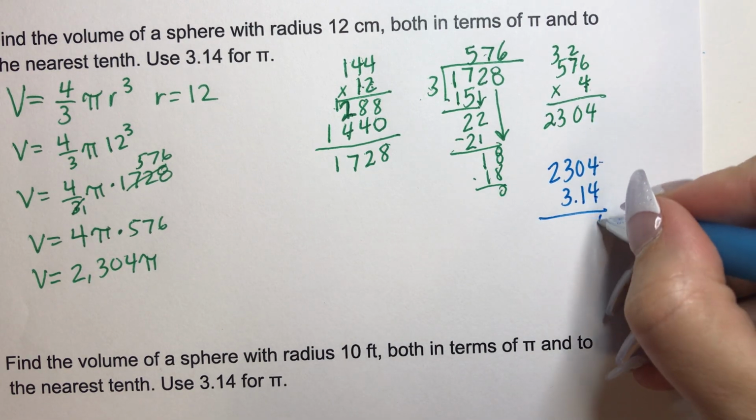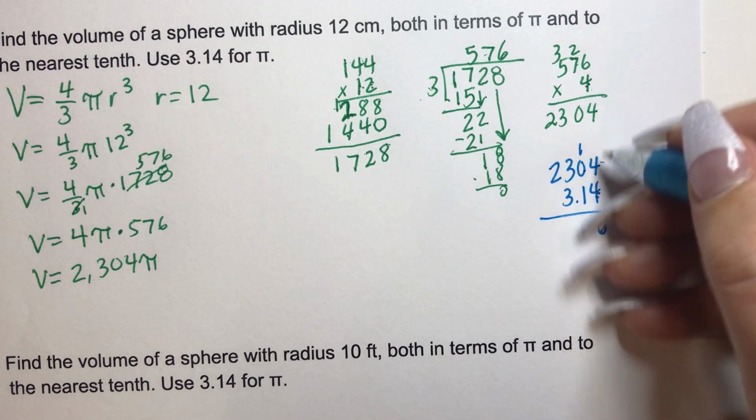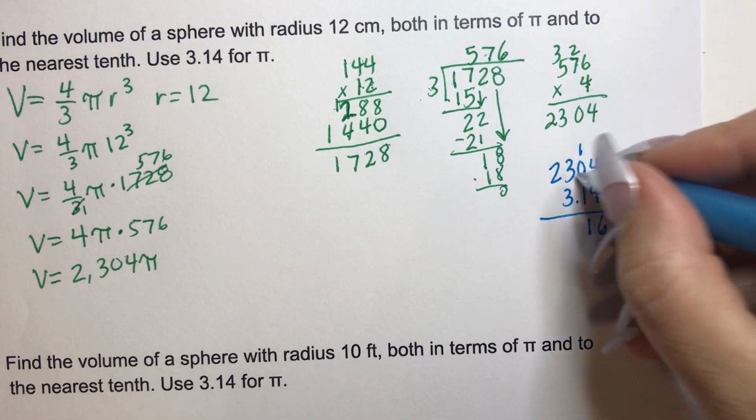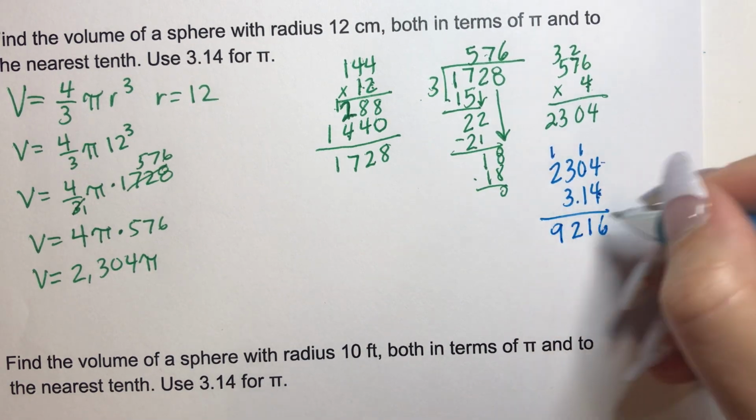Okay, 4 times 4 is 16. Write the 6, carry the 1. 4 times 0 is 0, plus 1 is 1. 4 times 3 is 12. Write the 2, carry the 1. 4 times 2 is 8, plus 1 is 9.